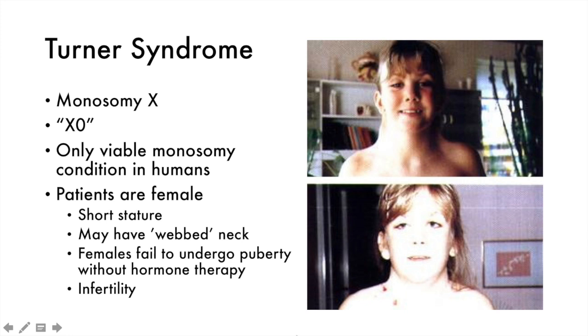And because they only have one copy of this X chromosome, they don't undergo puberty without hormone therapy. So they need that X chromosome to produce adequate dosage of hormones to go through puberty. And unfortunately for Turner syndrome patients, they are infertile.